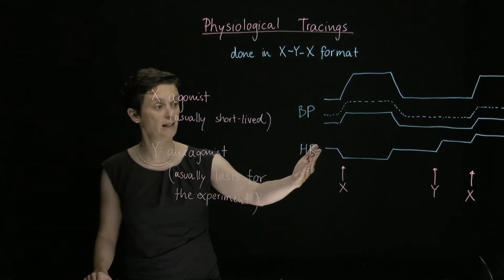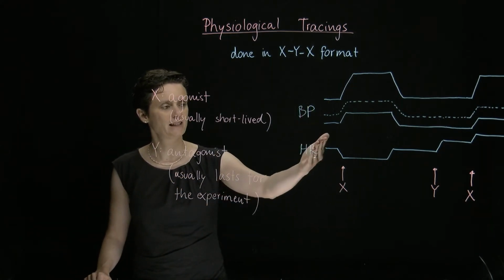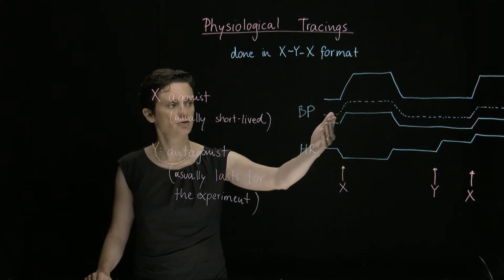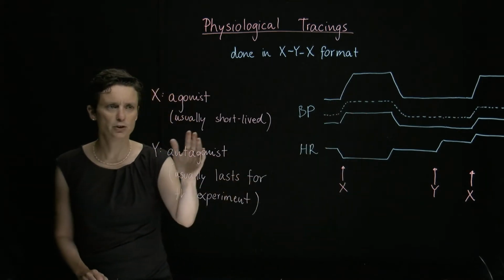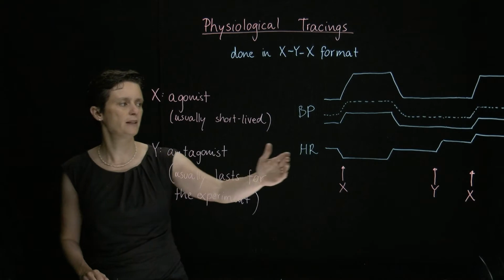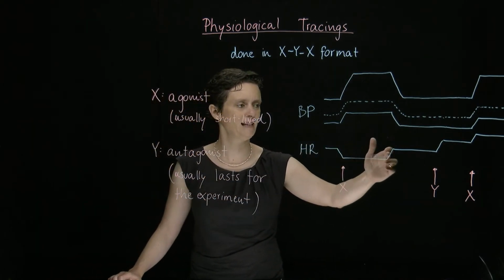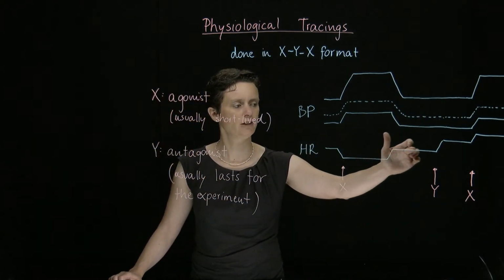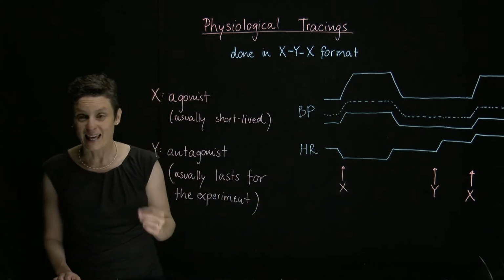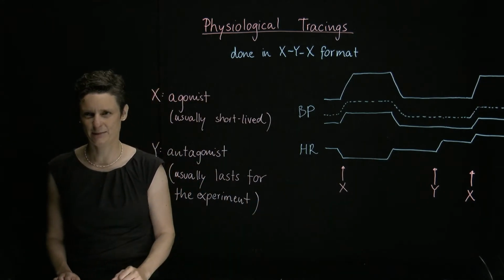And you can also see clearly here X is given and you see an effect on heart rate and also on blood pressure. But usually X is pretty short-lived and it wears off. So you can see here that after a while you get back to baseline. Then an antagonist is typically given.